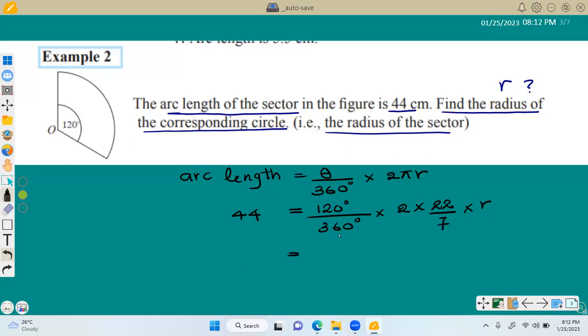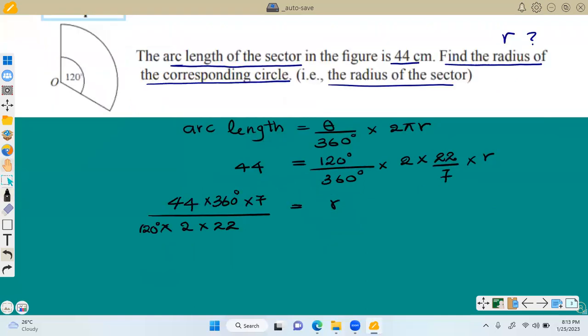Let's see what the denominator values are. It is 360 degrees times 7. They are joined with the multiplication symbol. Next, the numerator values of this side are 120. They come to the denominator of the other side. 44 times 7 times 360 goes over 120 times 2 times 22. So r is alone now on this side. Now you can simplify.